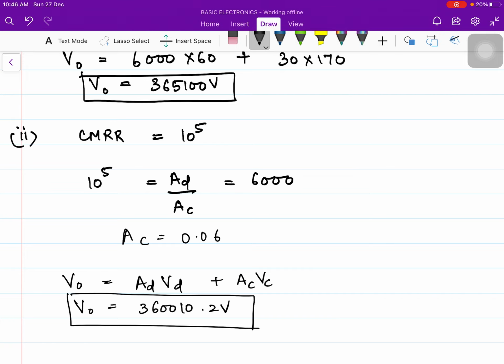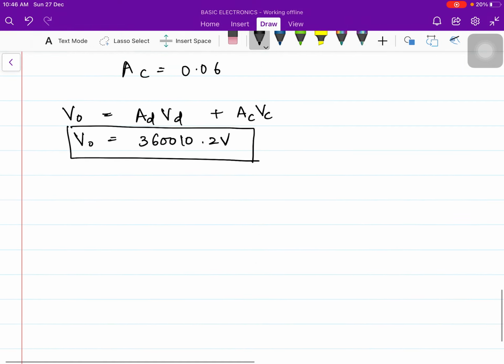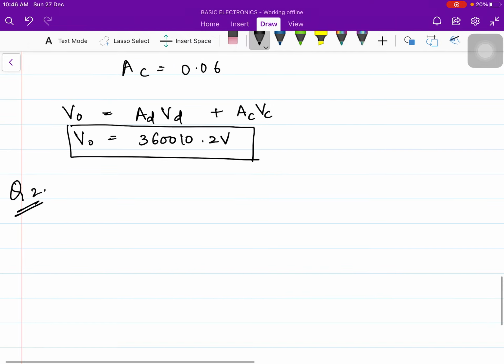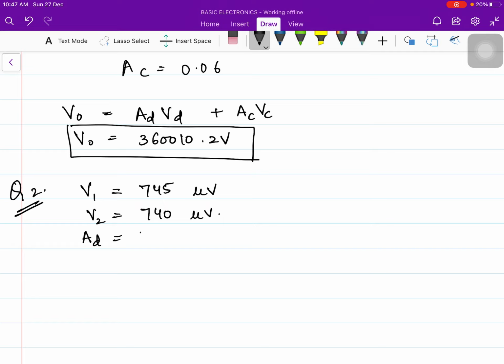Let us solve one more numerical of CMRR in which the CMRR is given in decibels. So let us solve it. The inputs which are given for the op-amp are, V1 is 745 microvolt and V2 is given as 740 microvolt. Gain of the op-amp in differential mode, that is AD, is equal to 5 into 10 raised to the power 5, and CMRR is given as 80 decibels. Again you are asked to calculate V naught.